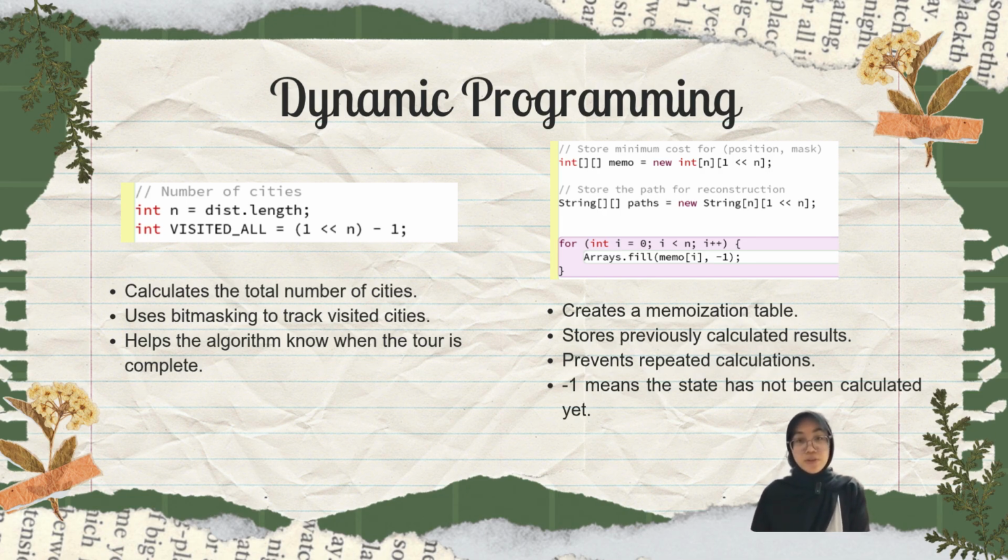And next, we create a memoization table called memo. This table stores previously calculated results. By storing these results, the algorithm can avoid repeating the same calculation, which makes the program more efficient. A value of minus 1 means that the state has not been calculated yet.